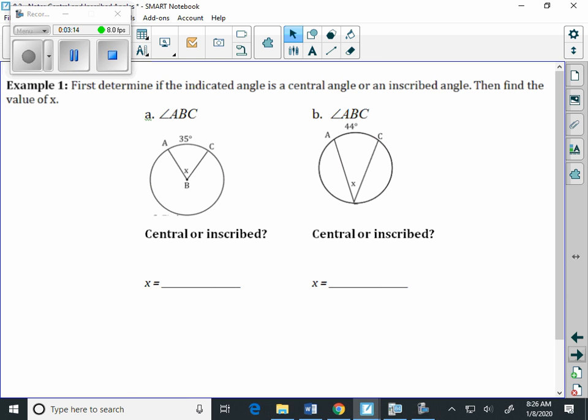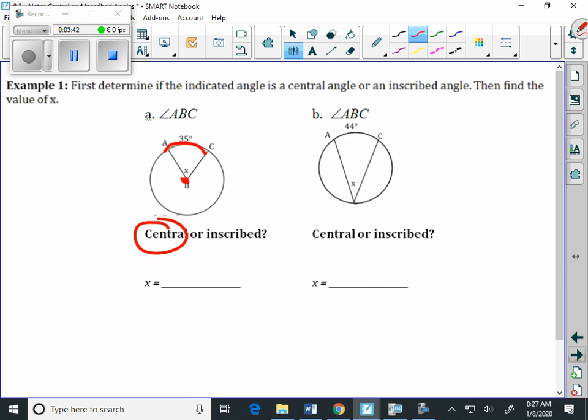It says, first determine if the indicated angle is a central angle or an inscribed angle. Then find the value of x. If we look at letter A, it has the vertex at the center of the circle. Again, center and central go together. The relationship between the central angle and the intercepted arc is that they have the same measure. So the intercepted arc is 35 degrees, which means that x is also 35 degrees.